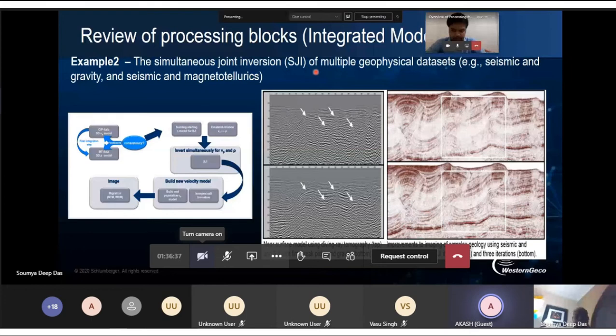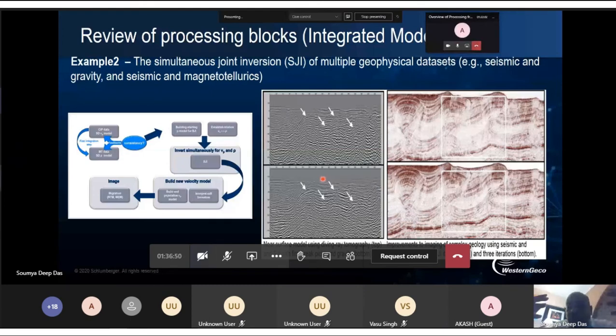Yes, sir, but the basements will be different. I mean, the depth that you are going to get will be different. Absolutely right. Very, very good. That's a very good point. I'm really impressed.